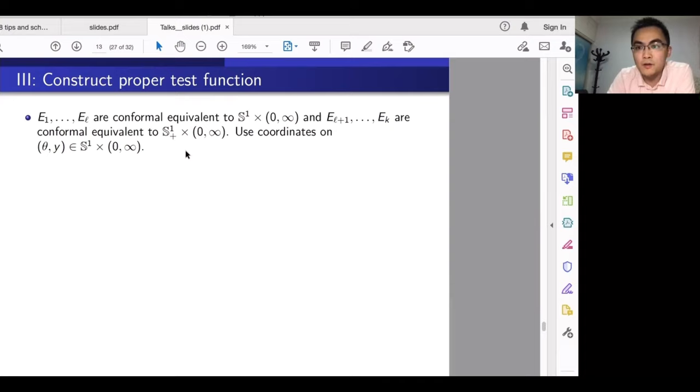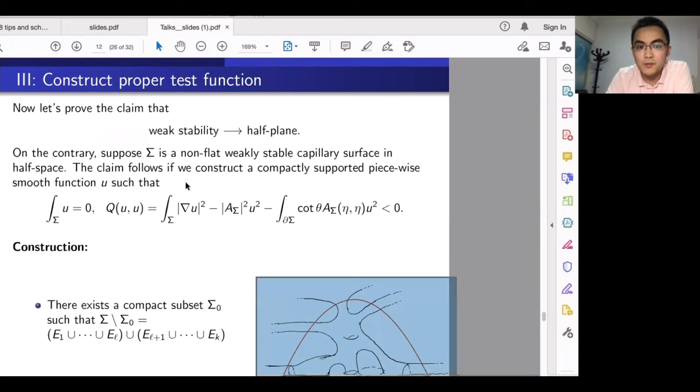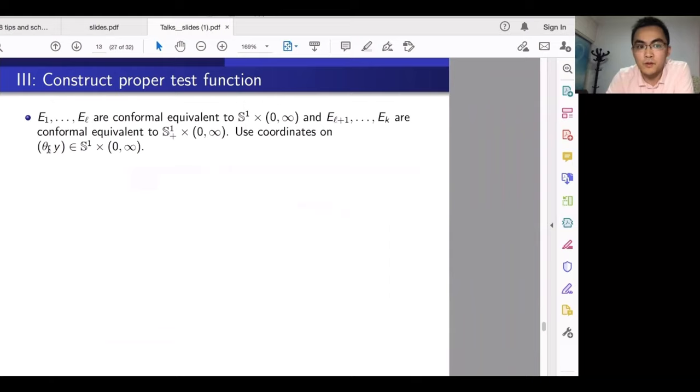And we know the conformal structure. The interior ends are conformally equivalent to a half cylinder with the standard product metric, and the boundary ends are conformally equivalent to semi-half cylinders with the product metric. We can use the standard coordinates on these cylinders and do all the calculations on the cylinders, because in dimension two this energy is conformally invariant. So eventually we can transfer all the calculation to the coordinates theta and y.